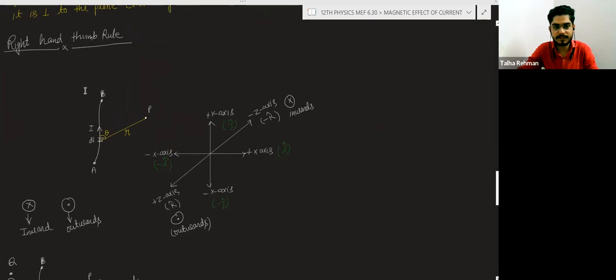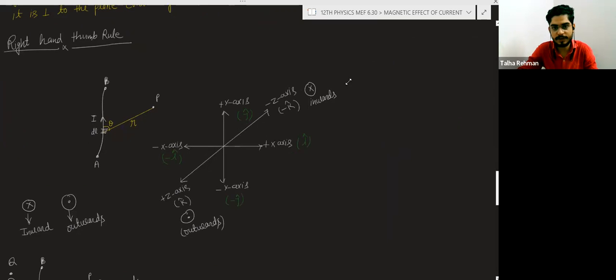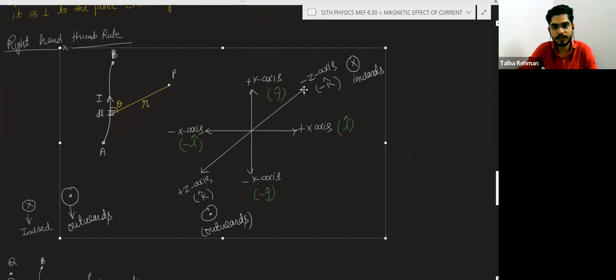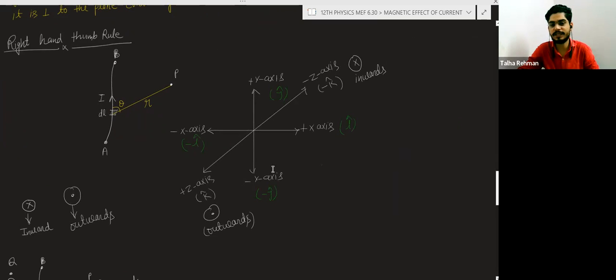And please make this diagram more clear, especially this part, and write the unit vectors properly, because we will use these unit vectors. What is the unit vector along the positive x-axis? What is the unit vector along the negative x-axis?